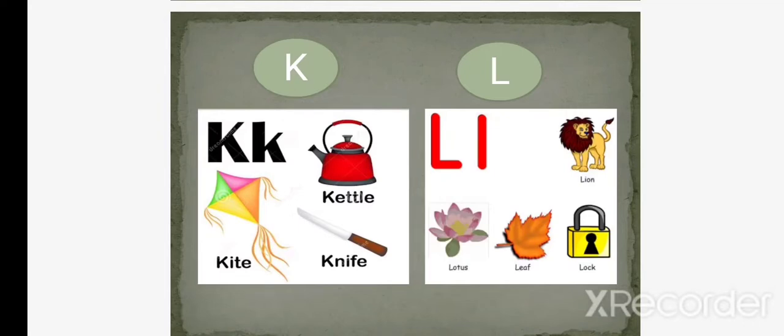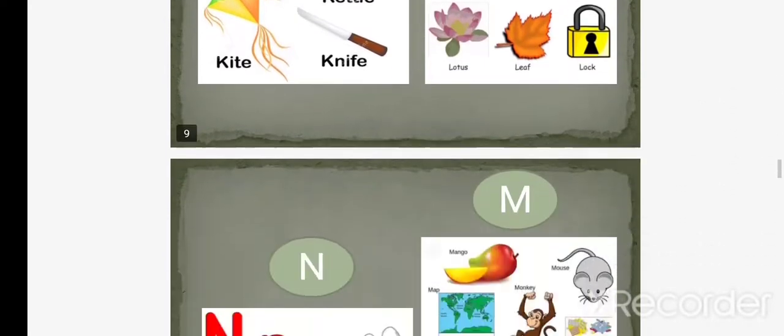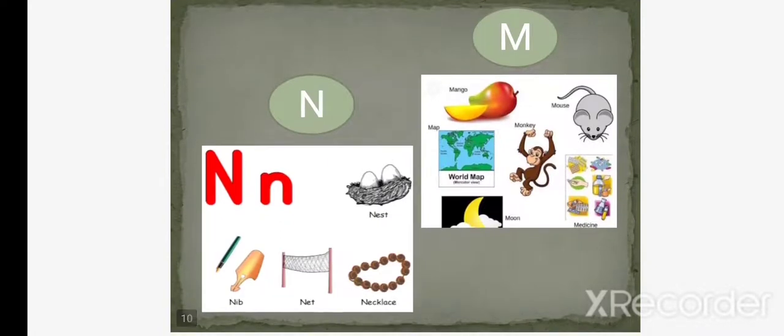L for lock. After L, M. M for mango. M for mouse. M for map. M for monkey. M for moon. And M for medicine.